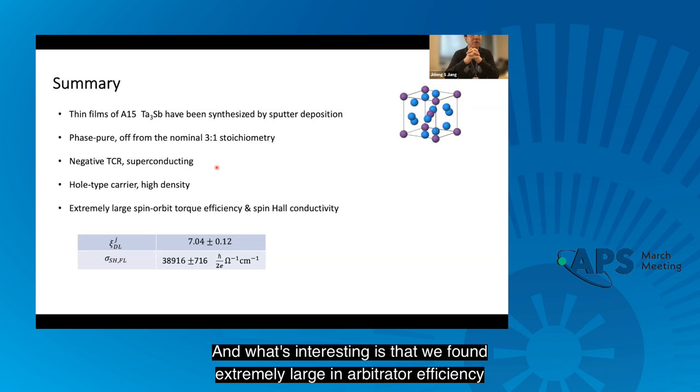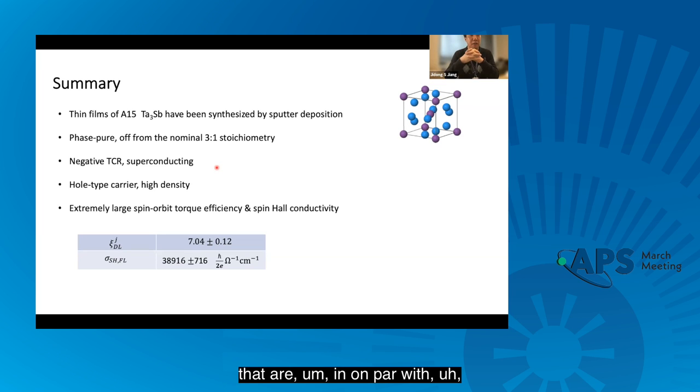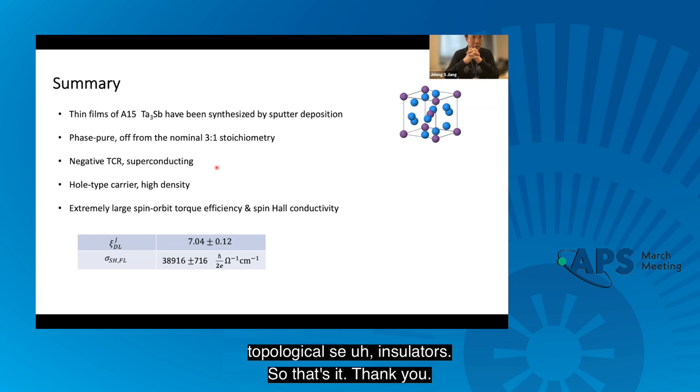They have high carrier density, but the carriers are hole type. And what's interesting is that we found extremely large spin orbit torque efficiency that are on par with topological insulators. So that's it, thank you.